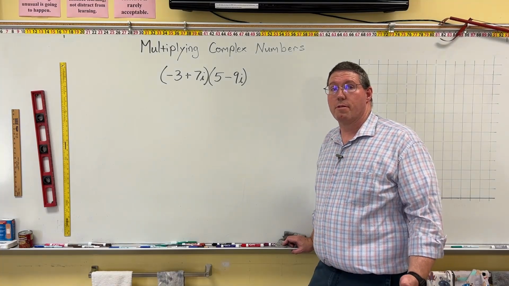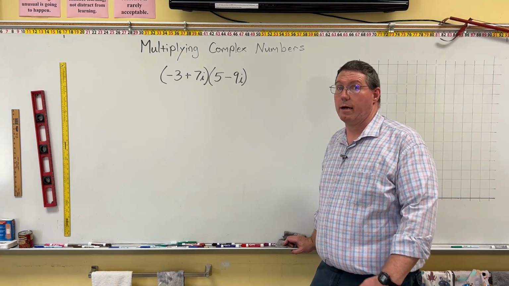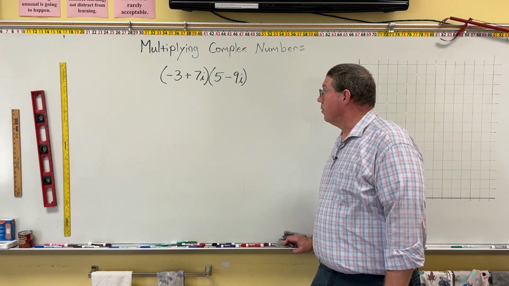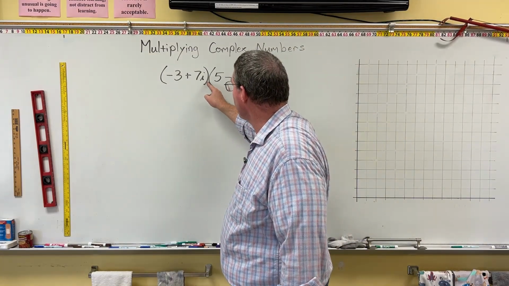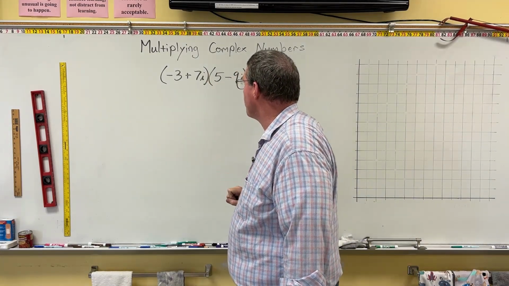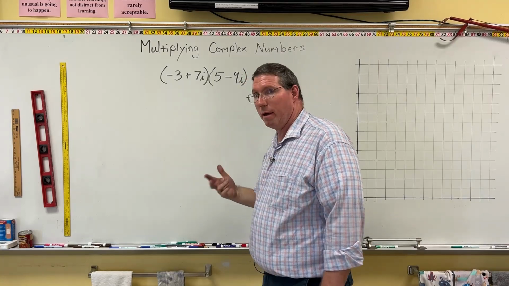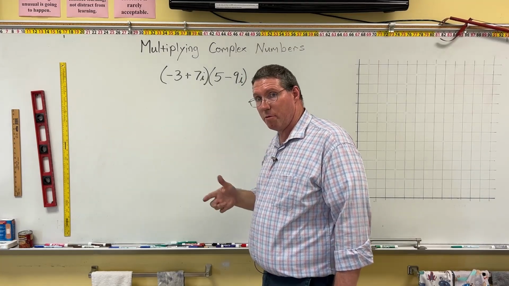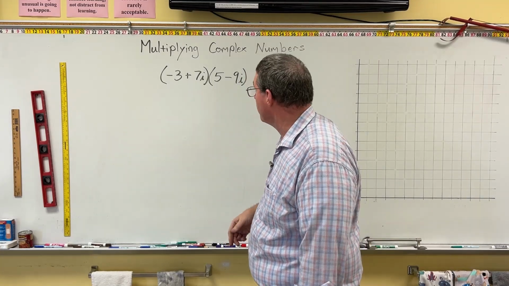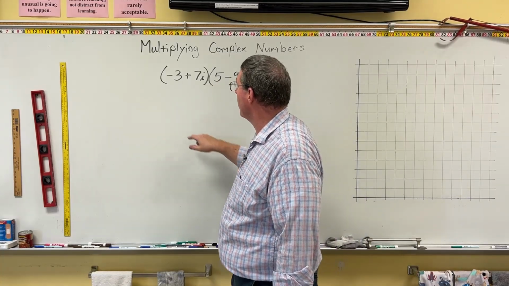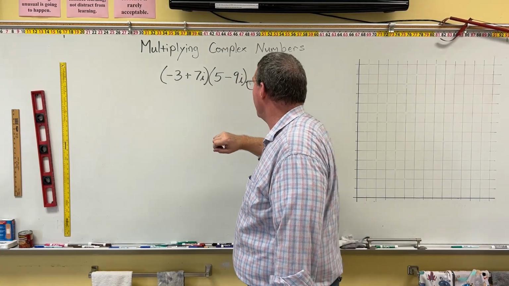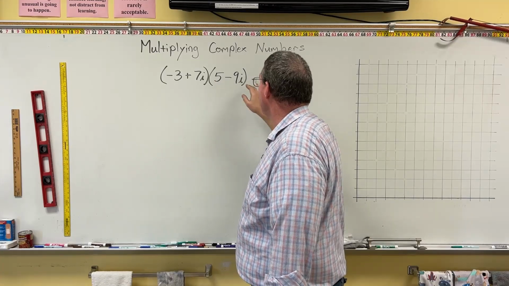All right, so now let's see how to multiply complex numbers. You'll notice it's multiplication because you'll see them right next to each other. No addition, no subtraction. Be very careful. If you're not looking closely enough, you might think it's addition or subtraction when it's actually multiplication. So we're multiplying the complex number negative 3 plus 7i times 5 minus 9i.